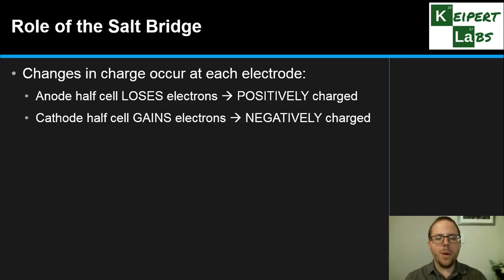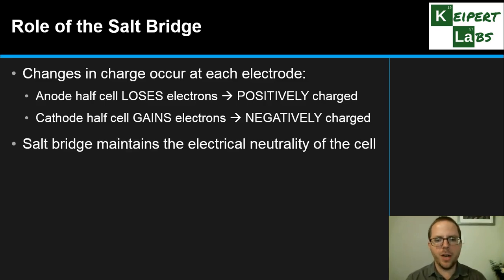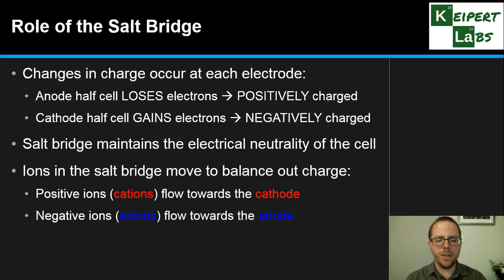The problem is that when we end up with this significant difference in charge, it basically halts the flow of electrons, because the electrons are not going to head towards the side where they're going to be gained if they're being repelled by its negative charge. So the presence of the salt bridge helps to maintain what we call the electrical neutrality of the cell. It allows current to flow by helping to even out the charge on each side of the galvanic cell. The ions that are dissolved in that salt bridge will be able to physically migrate in order to balance out the charge.